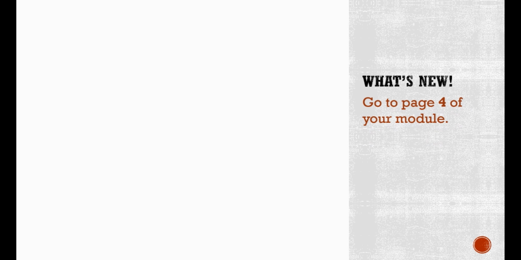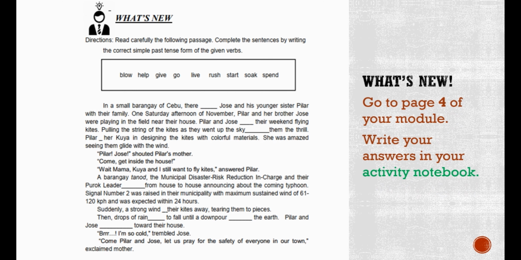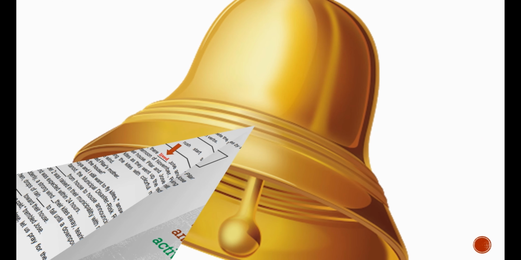Are you ready for a challenge? Go to page 4, What's New? Read carefully the following passage. Complete the sentences by writing the correct simple past tense form of the given verbs. In the first sentence, in a small barangay of Cebu, there blank Jose and his younger sister Pilar with their family. The best verb for this sentence is live. Writing the past tense of live is lived. Are you ready to answer the rest? Let's go!